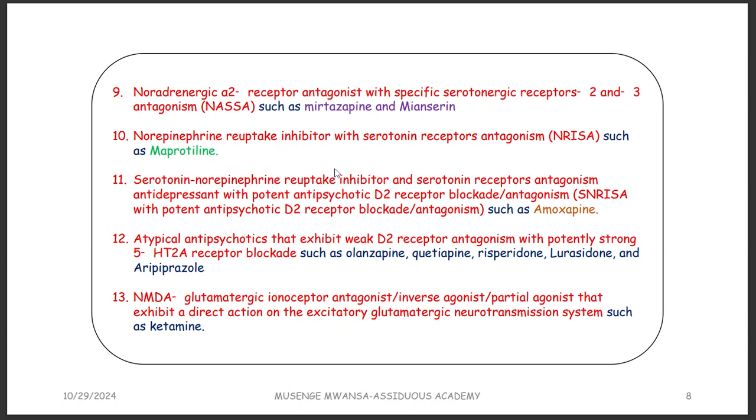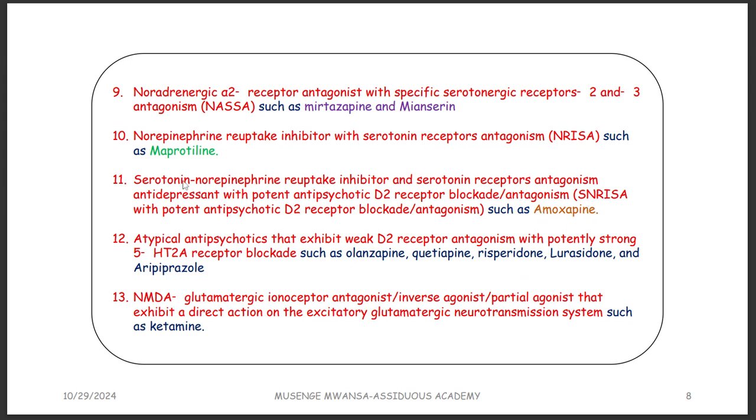And then we have also something, yes, this one, number 9. This one is a noradrenergic alpha-2 reuptake antagonist. It is a noradrenergic and specific serotonergic antagonist, NaSSA, with receptor 2 and 3 antagonism. So we have mirtazapine and mianserin. Just don't forget the MM, these two M's. These are noradrenergic alpha-2 antagonists. These ones are important.